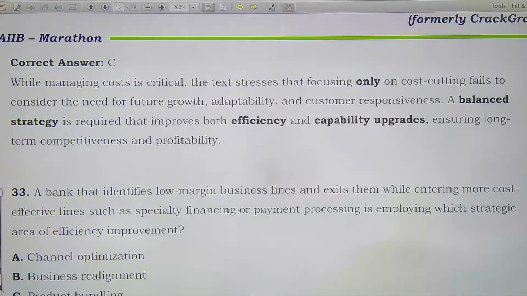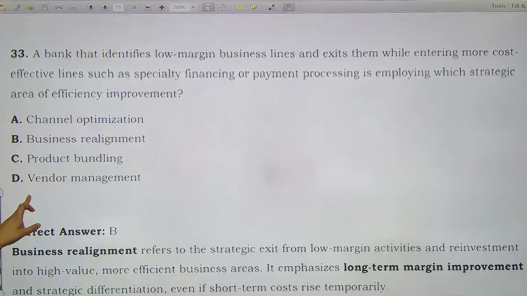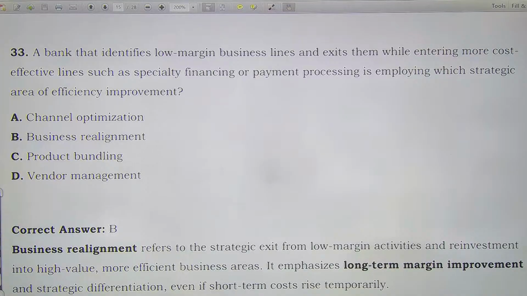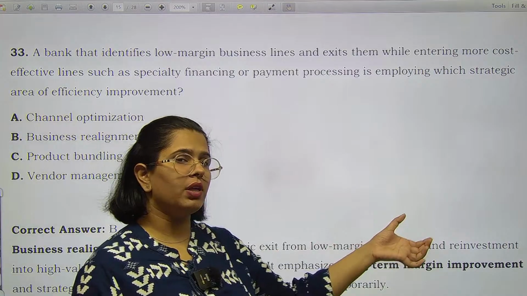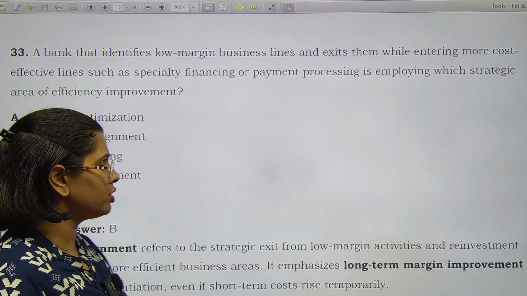Then a bank that identifies low margin business lines and exits them while entering more cost effective lines like specialty finance or payment processing. Which strategic area of efficiency has improved? Channel optimization, business realignment, product bundling or vendor management. See, you are identifying the low margin business lines and you are exiting them. Clearly, option B is the correct answer. What we are doing is business realignment. That means strategic exit from the low margin activities and investing in those kinds of activities where margins are good.